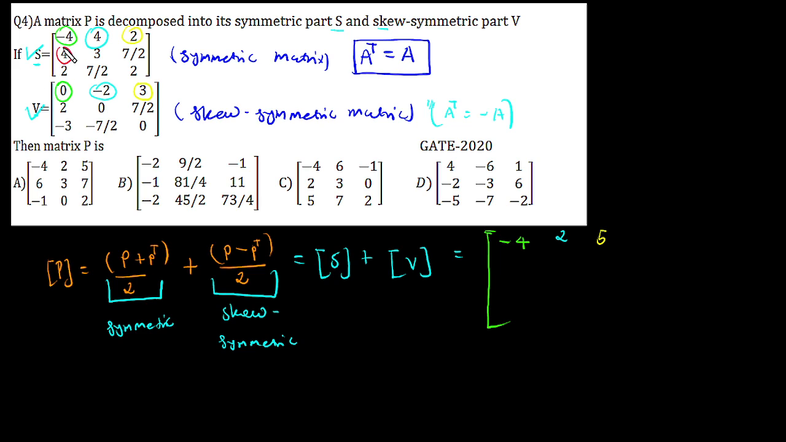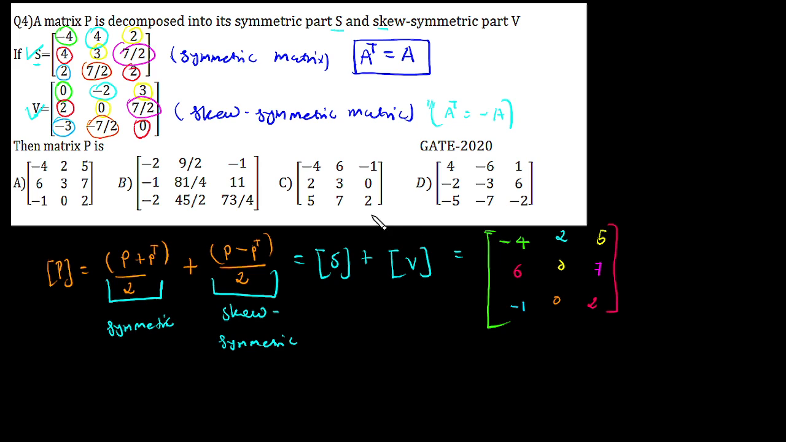And now this 4 with this 2, so I can say 6, and this 3 with this 0, so again 0 here, and here this 7 by 2 plus this 7 by 2, so I can simply say 7 here, and now this 2 with this minus 3, so I can say minus 1, here this plus 7 by 2 minus 7 by 2, so again 0 here, and the last entry will be this 2 plus 0, so I can say 2 here.